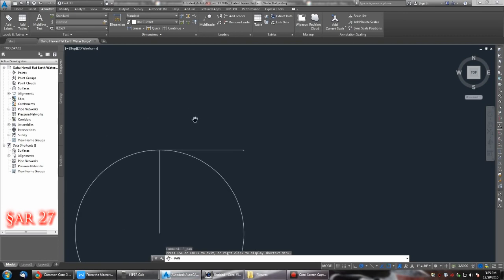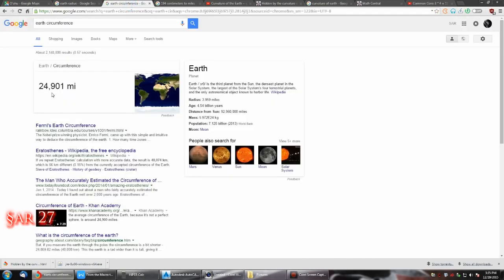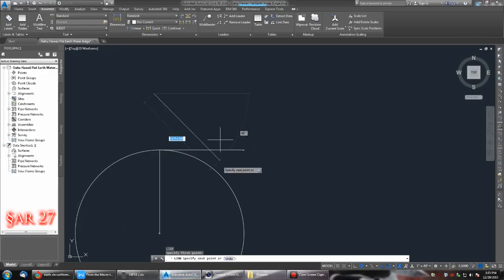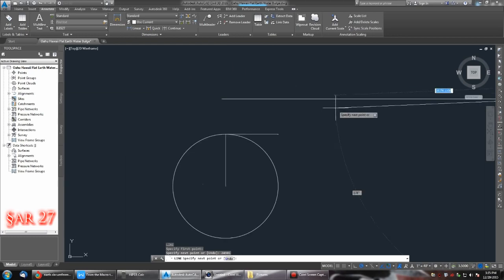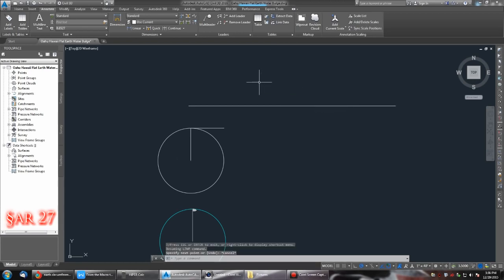Let's even take the entire diameter with this equation that they give this little girl. What is the diameter, not the diameter, sorry about that, the circumference of the Earth? The circumference is 24,901 miles. Now this line here represents, if you grab it from both ends and bend it and make a circle. And let's just do a dim linear.